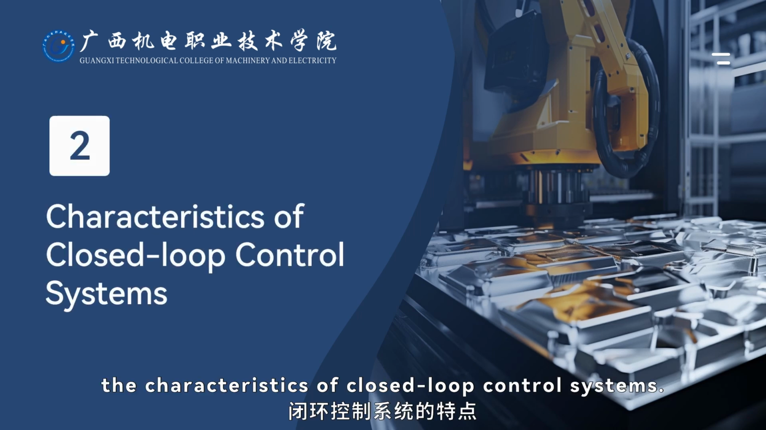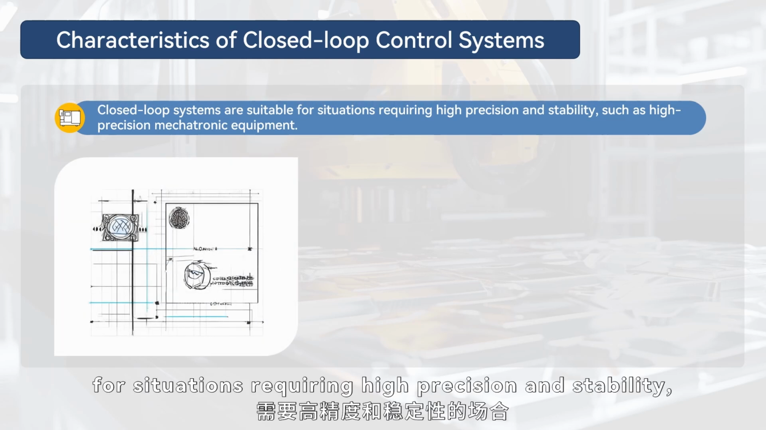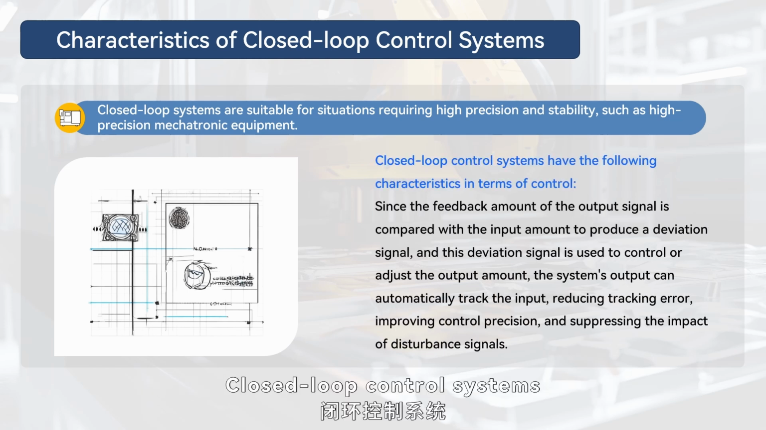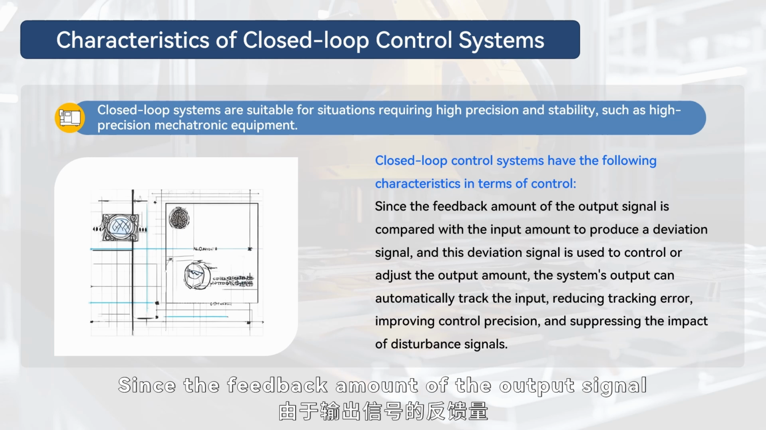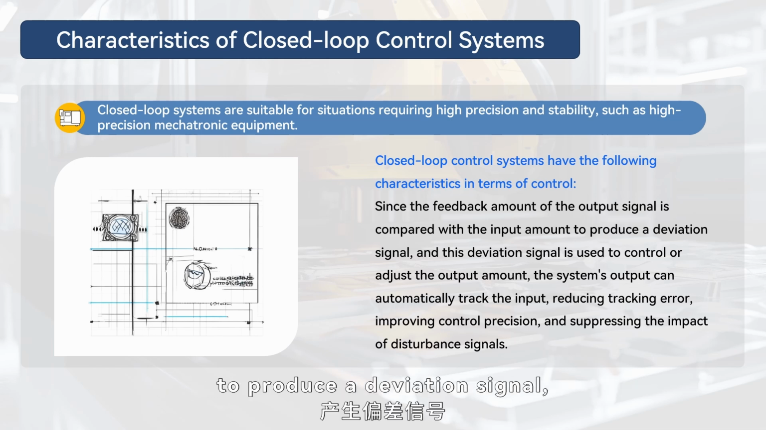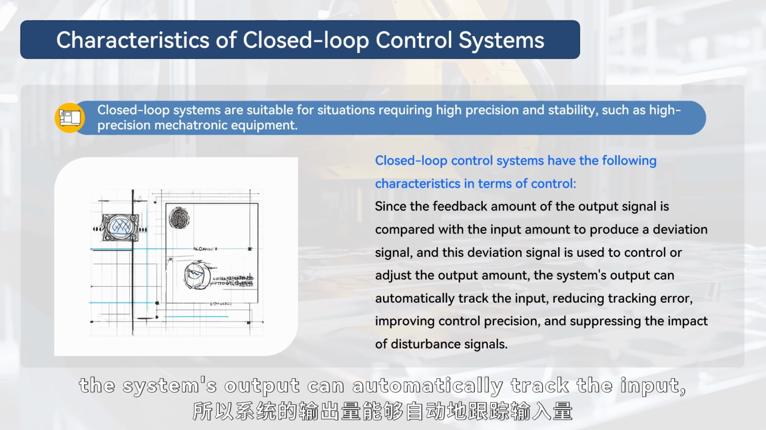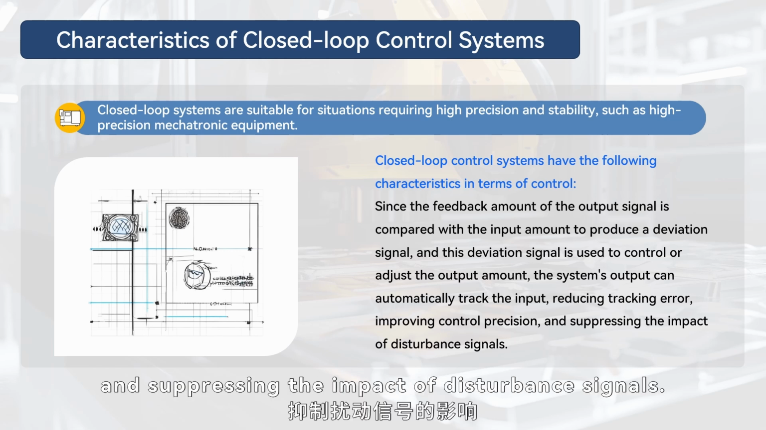Now let's learn about the characteristics of closed-loop control systems. Closed-loop systems are suitable for situations requiring high precision and stability, such as high-precision mechatronic equipment. Closed-loop control systems have the following characteristics in terms of control. Since the feedback amount of the output signal is compared with the input amount to produce a deviation signal, and this deviation signal is used to control or adjust the output amount, the system's output can automatically track the input, reducing tracking error, improving control precision, and suppressing the impact of disturbance signals.